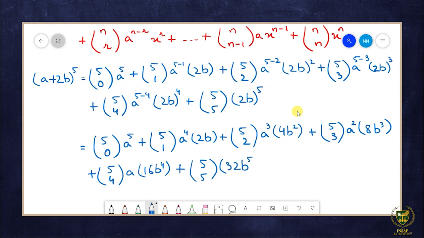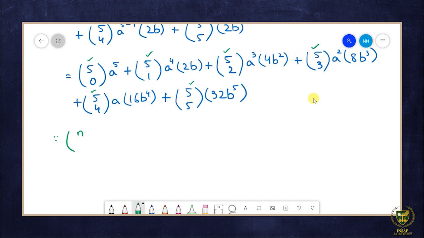power 5. Now here, let us first find these binomial coefficients. We know that nCr is equal to n factorial over r factorial into (n minus r) factorial. We also know that nCn is equal to 1.